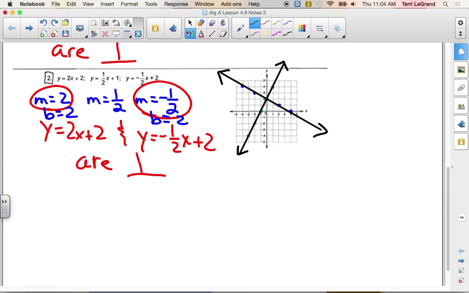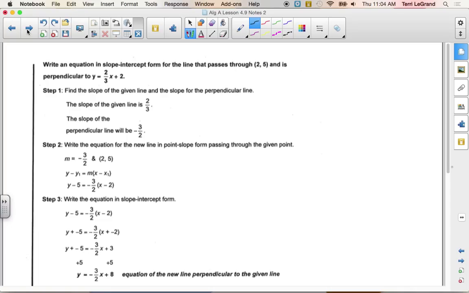Okay? Okay, so any concerns on this side before we move on to what we have to do on the other? Let's go to the back side.